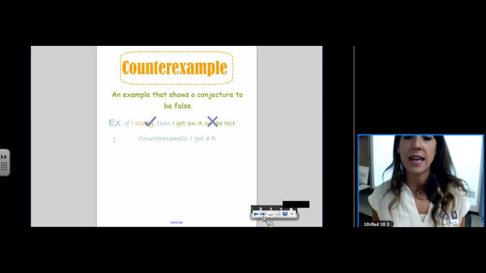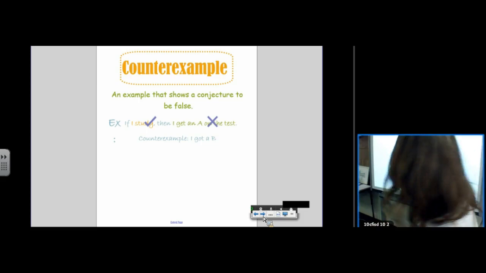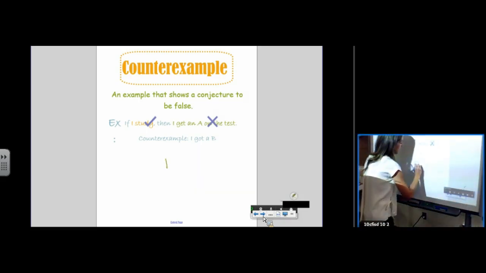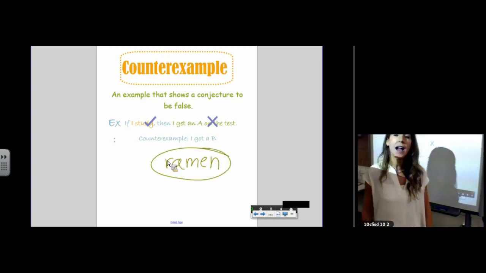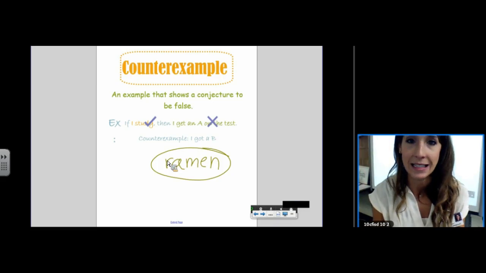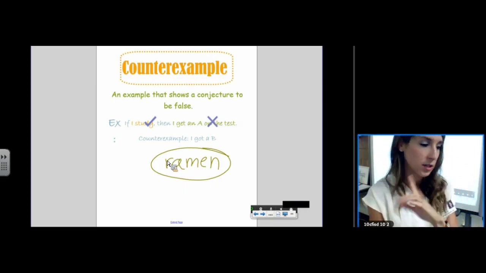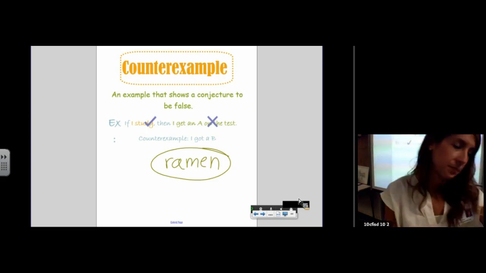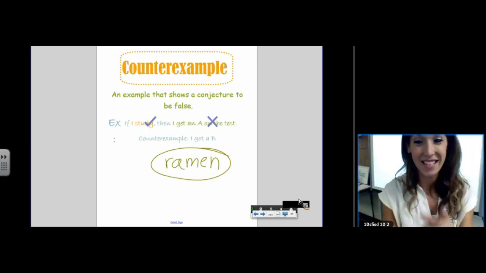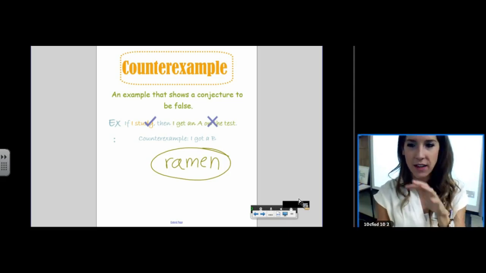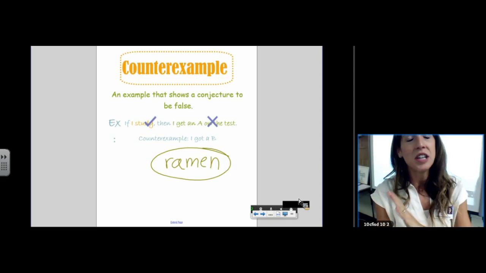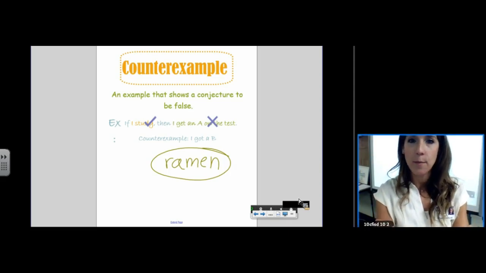If I'm hungry, then I eat pizza. What's a counterexample? You already said it, ramen. You're hungry and you don't eat pizza, you eat ramen. So, put this in the example part. A counterexample is not a sentence. It's usually just a word. Oh, spicy ramen, that's fine. Yes, it is very unhealthy. So is pizza, sometimes. You can make whole wheat pizza with lots of veggies on top, though. That's what I make. Anyways, your counterexample is usually one word.